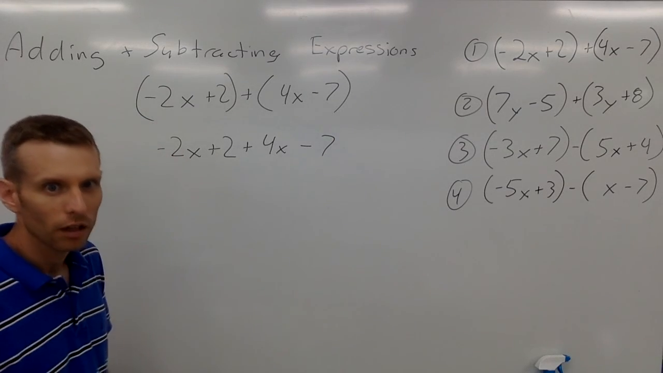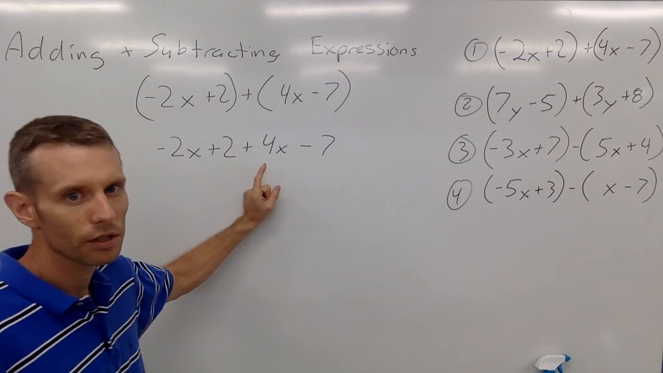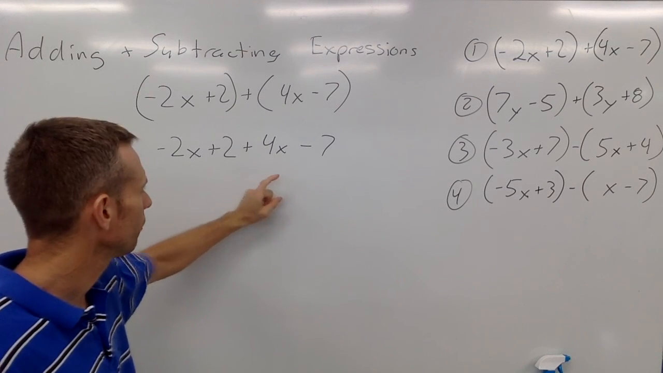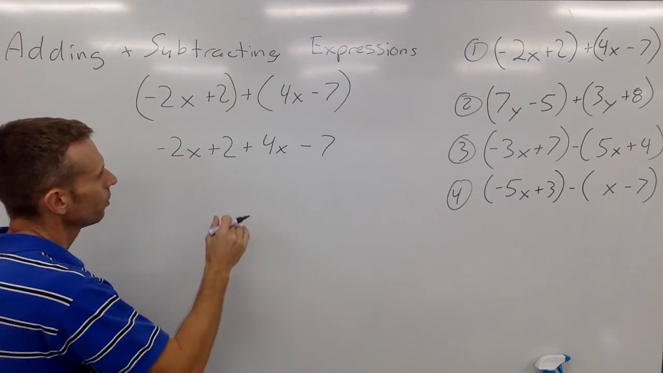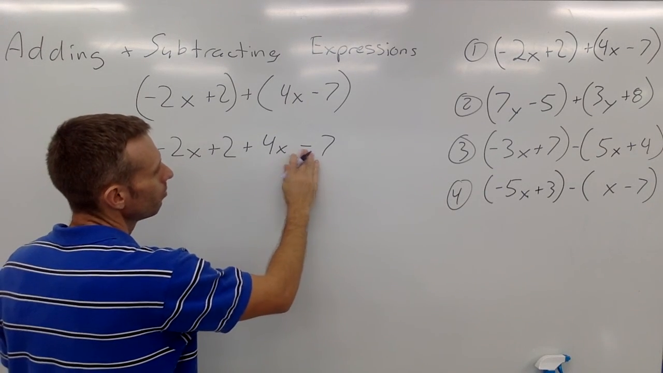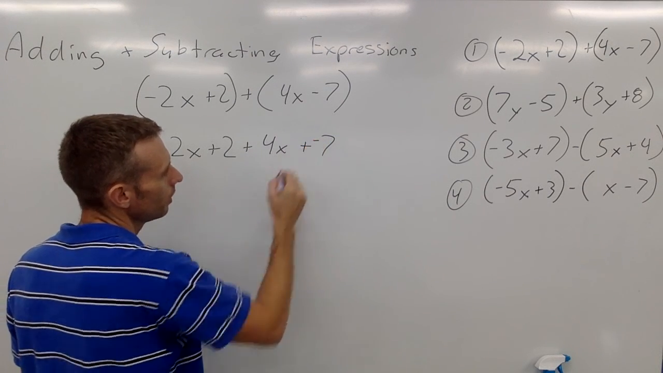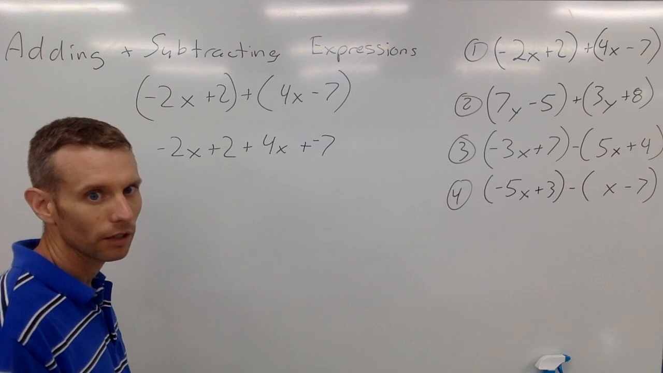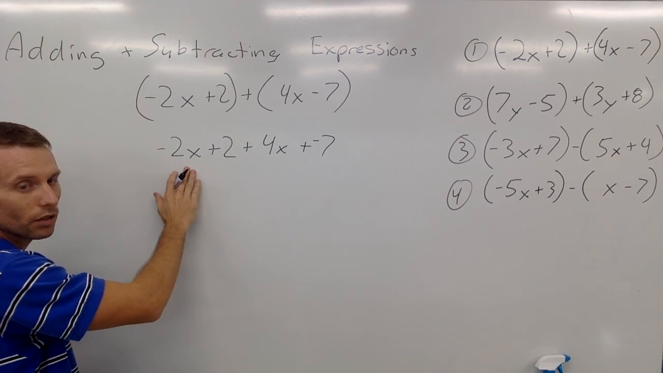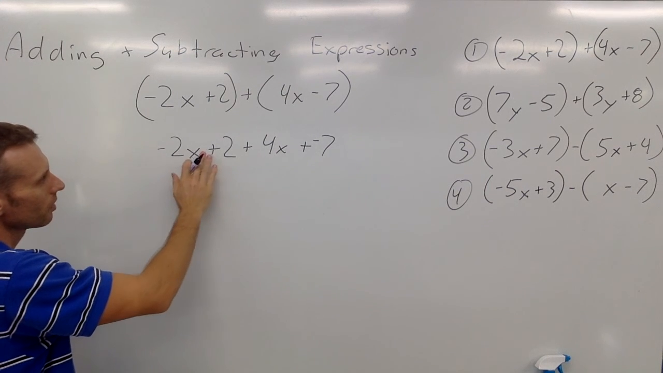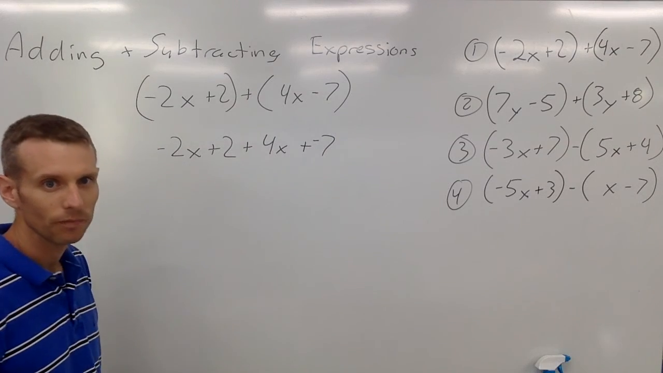Now, it's almost always easier to deal with this when everything is addition. So if you remember your rules from adding and subtracting integers, you'll remember that since we have a minus 7 here, we can change this to plus negative 7. That means the same thing. We don't need to change this here because there's nothing before it, so this is already a negative 2x. So you have negative 2x plus 2 plus 4x plus negative 7, all addition.